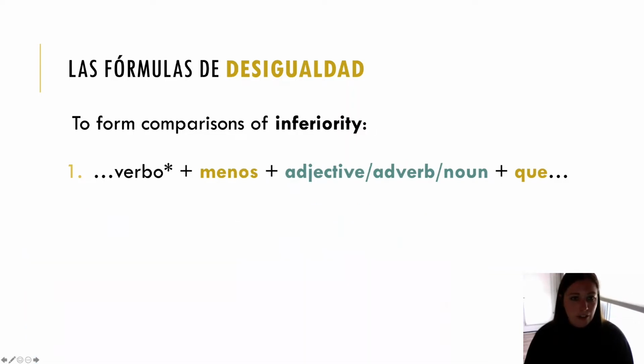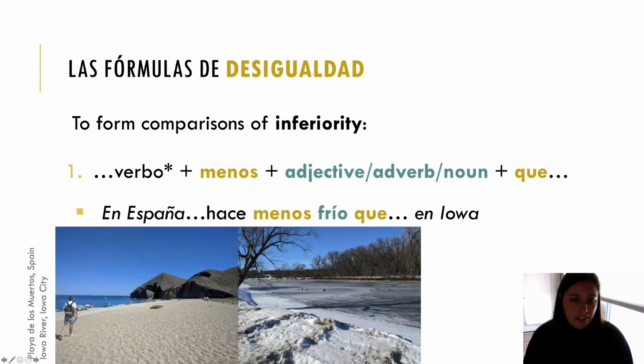Next, we'll talk about a comparison of inferiority. Really, all that changes in this formula is that instead of saying más, you say menos. So as you can see, we have our conjugated verb, menos, our adjective, adverb, or noun, and then que. Por ejemplo, en España hace menos frío que en Iowa.